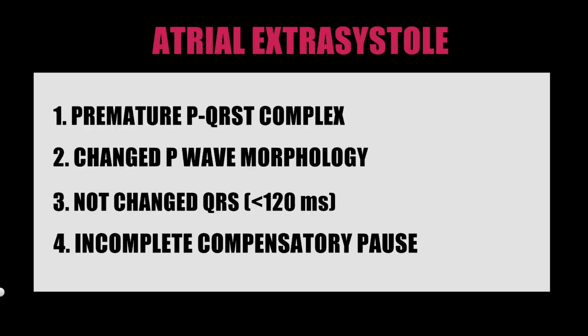Atrial extrasystole, in other words premature atrial contractions, together with AV nodal extrasystole, are called supraventricular premature contractions. The ECG criteria of atrial extrasystole are as follows: premature PQRST complex, changed P-wave morphology, unchanged QRS morphology, narrow QRS, and incomplete compensatory pause.